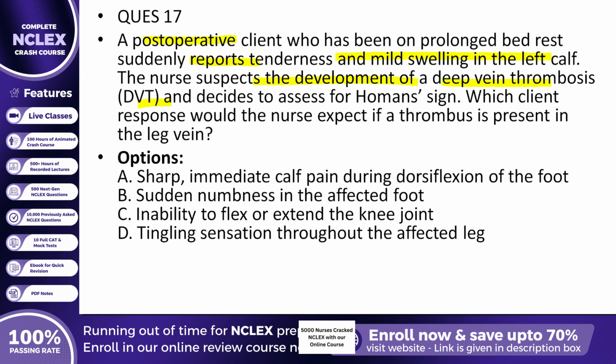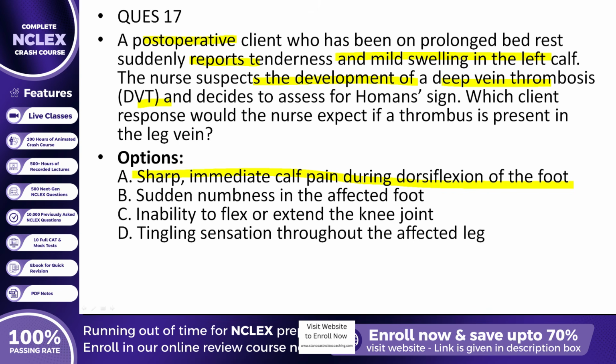Option A states, sharp, immediate calf pain during dorsiflexion of the foot. Option B suggests, sudden numbness in the affected foot. Option C indicates, inability to flex or extend the knee joint. And Option D notes, tingling sensation throughout the affected leg. The correct answer is Option A, sharp, immediate calf pain during dorsiflexion of the foot.